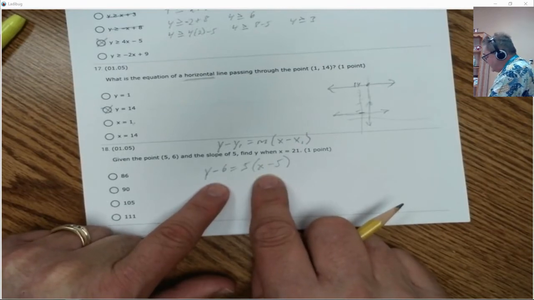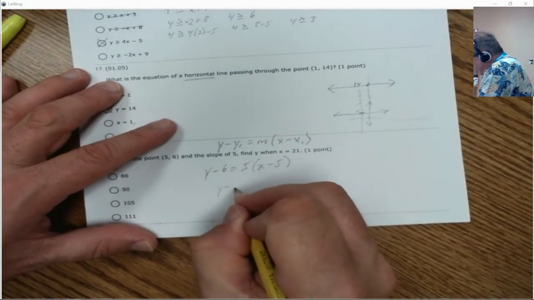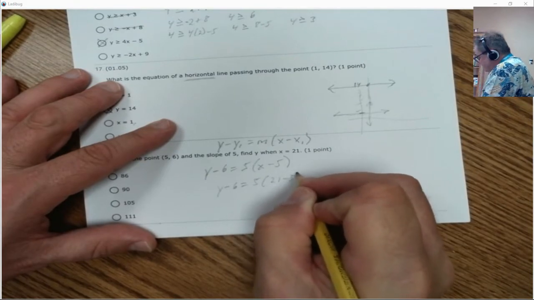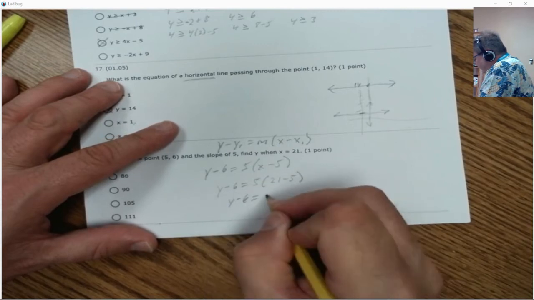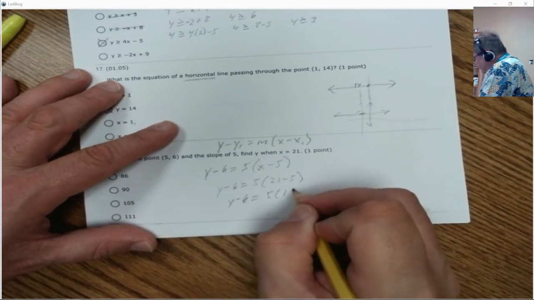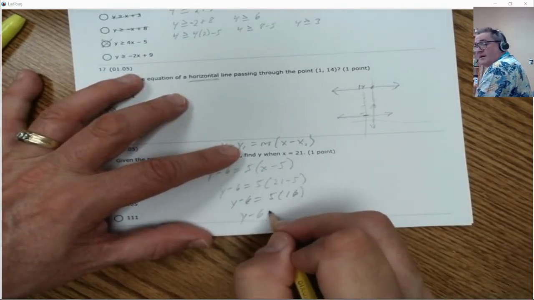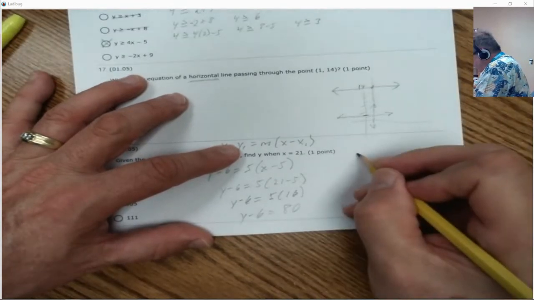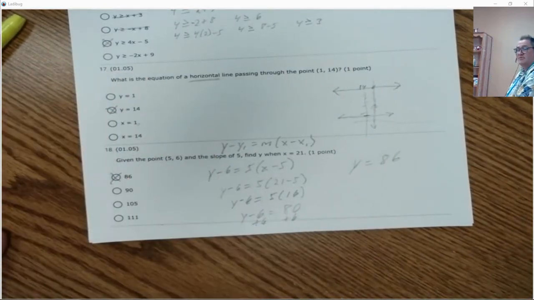All right. So when x equals 21, we can just substitute straight into this. y minus 6 equals 5 times (21 minus 5). So y minus 6 equals 5 times 16, which is 80. So we add 6. y equals 86. There we go. That is one of our choices.